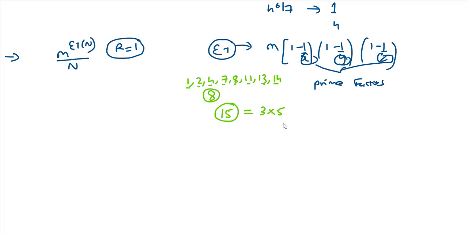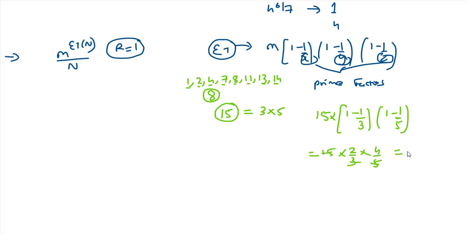In this case of 15, it will be given by 15 into 1 minus 1 by 3 into 1 minus 1 by 5, where 3 and 5 are the prime factors of this number. So the Euler's totient will be given by 15 into 2 by 3 into 4 by 5. So 3 into 5 is 15, 15 and 15 cancel out, we'll get 8. So it is the same answer that we have got by manual calculation.